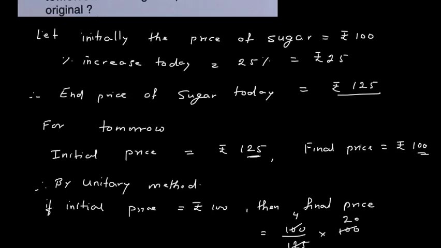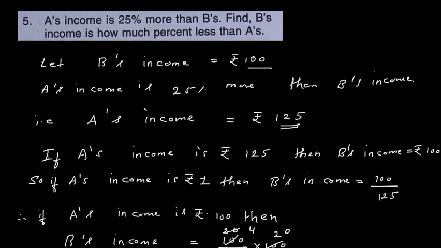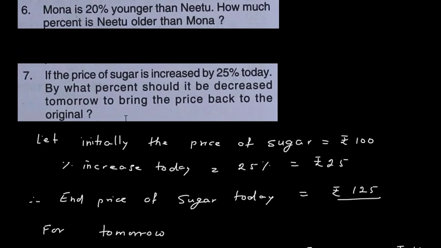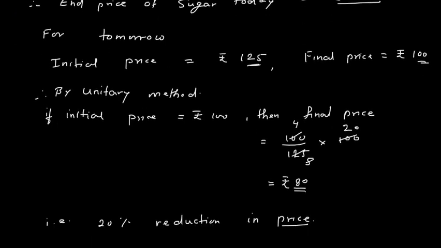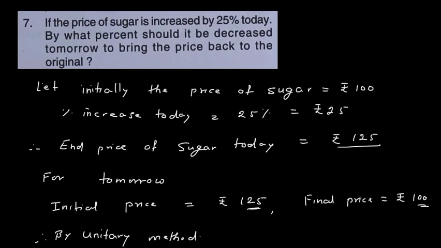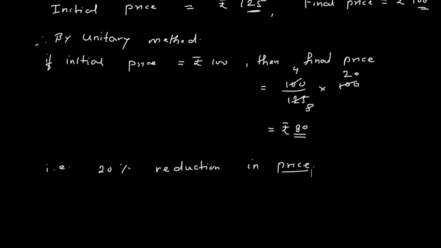So I hope you understand that this seventh problem and the fifth problem you have done are almost one and the same type of problem. If the price of sugar is increased by 25%, by what percent should it be decreased tomorrow to bring the price back to the original price? So tomorrow I have to decrease the price by 20% to bring it back. So you write in words that you have to decrease the price by 20% to bring it back to the same price.